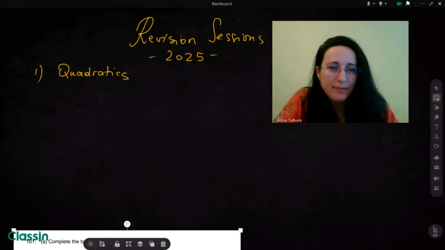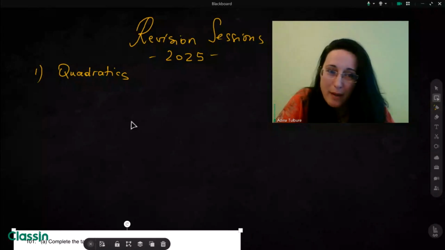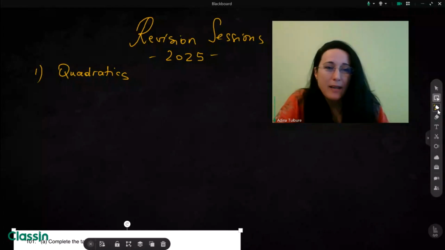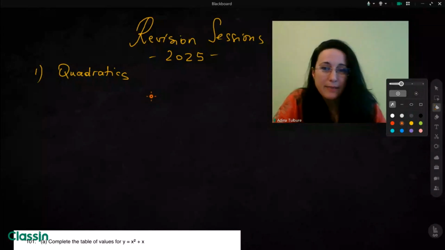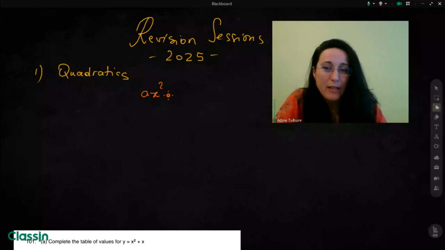Hello, everyone. Today, I intend to help you revise one of the most important topics in your GCSE maths exam, and this is connected to quadratics. Let's start with the general form of quadratics. They look like this: ax squared plus bx plus c.